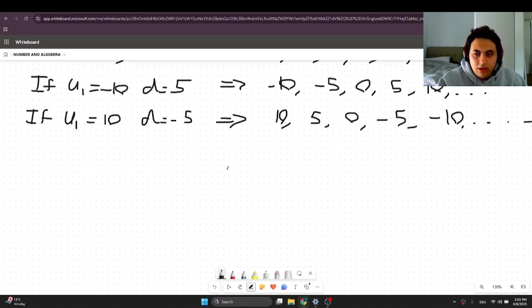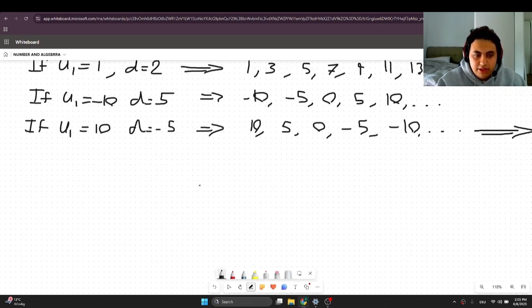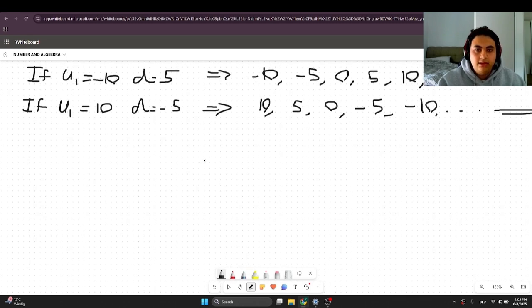So now, when we were talking about sequences generally before, we had two ways to describe a sequence. We were describing un, the general term, in terms of n, and we also had what we called the recursive relation, right?